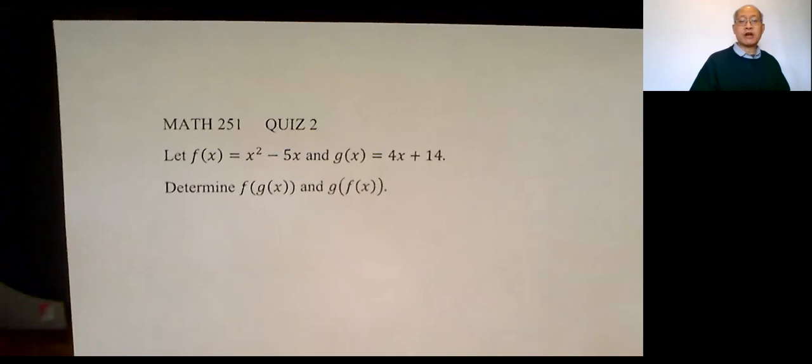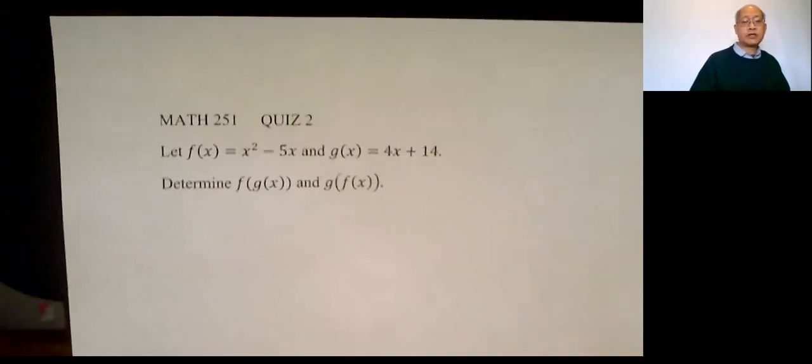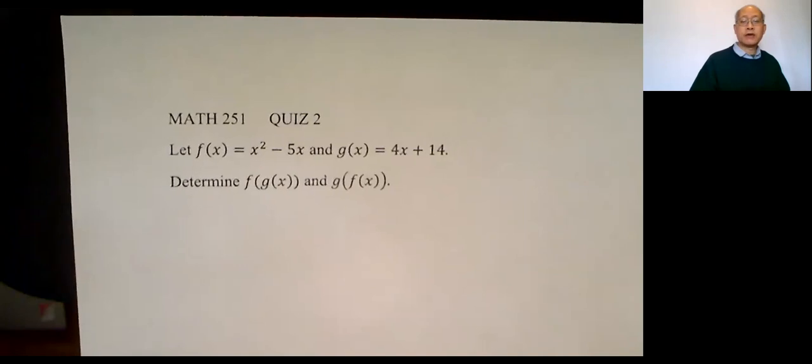So x squared minus 5x for f of x. g of x is 4x plus 14. Find f of g of x and g of f of x.